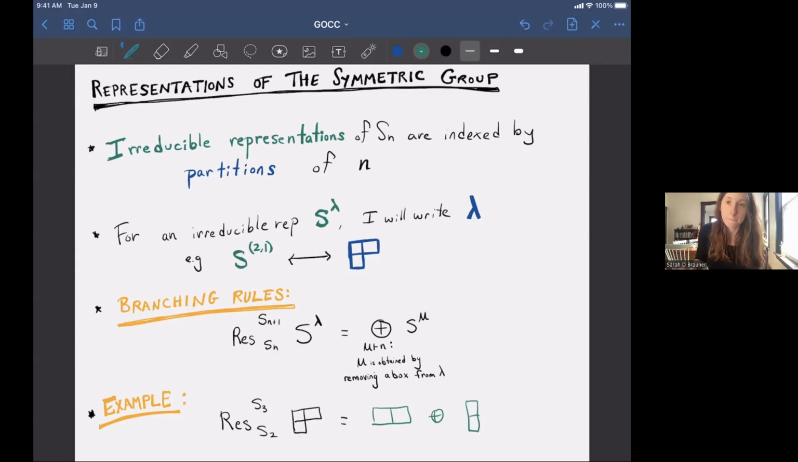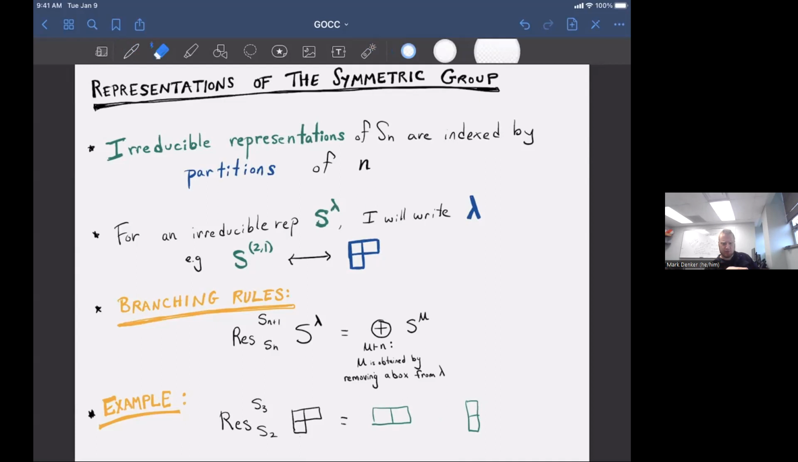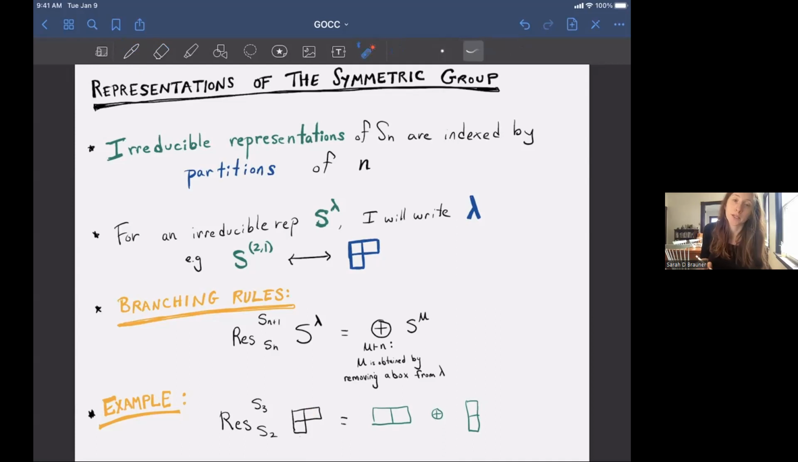Any questions so far? Yeah. So every possible way of removing a box from lambda, those would just be your bottom right corner boxes that you can remove? Yeah, so it has to still be a partition after I remove the boxes. So I can't remove this box because then it would be a skew partition, but it wouldn't be a partition. Okay.